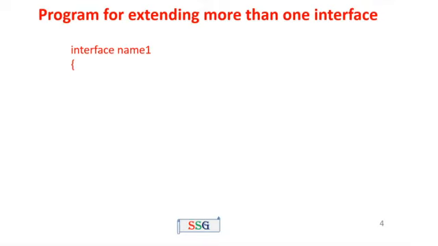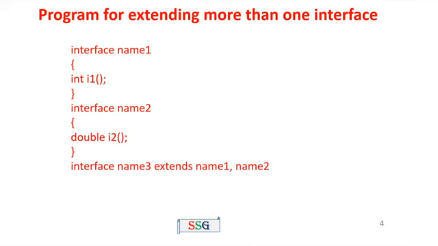Program for extending more than one interface. Consider an example: interface name1. Here name1 contains only one method, the method name is I1, and the return data type is integer. The second interface is name2, which contains only one method, I2. The third interface, name3, extends name1 and name2. Here name3 contains only one method, I3, whose return data type is boolean. Now there are three interfaces, name1, name2 and name3. Name3 is a sub interface, and its super interfaces are name1 and name2.